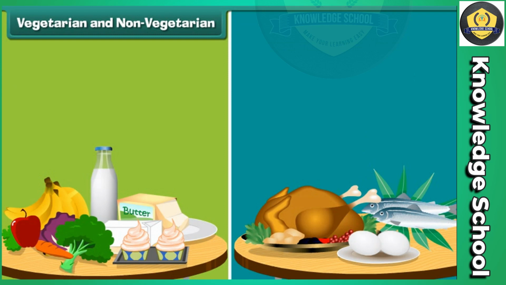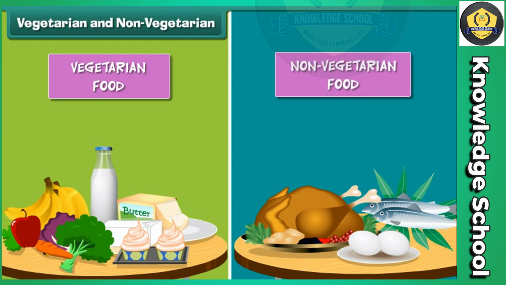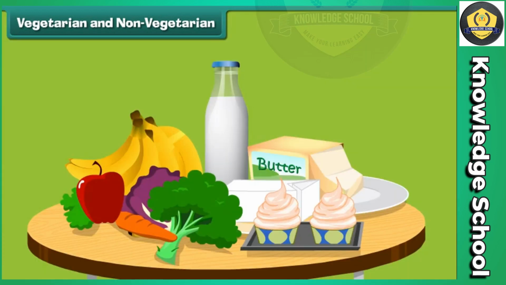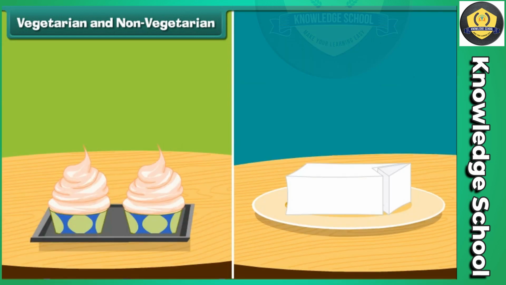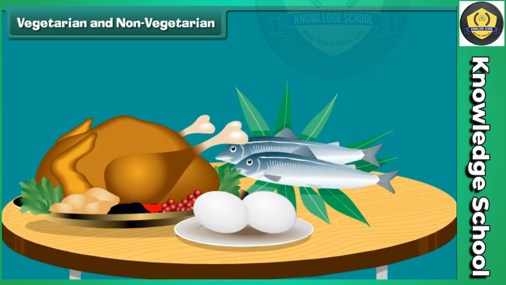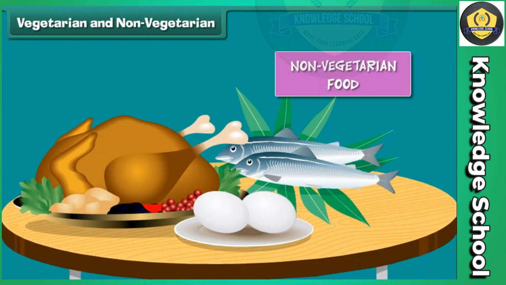There are two types of food. Food can either be vegetarian or non-vegetarian. Do you want to learn more about it? Come, let us learn. Fruits, vegetables, milk, and all milk products are vegetarian. Generally, we get vegetarian food from plants. Your favorite cheese and ice cream is a vegetarian food. Eggs, chicken, meat, and fish are non-vegetarian food. We get non-vegetarian food from animals.